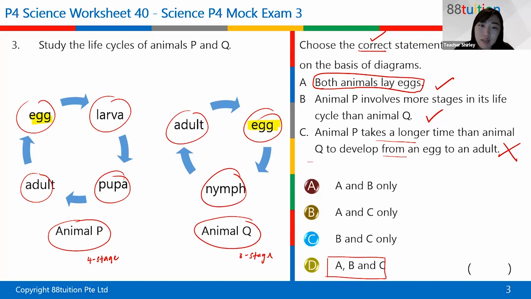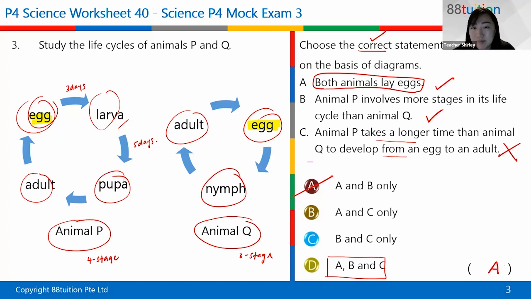Yes, because in the life cycle, they didn't really state how long each stage is. Some of them might take 3 days to hatch from an egg to a larva. Some of them might take 5 days to transform into pupa, undergoing metamorphosis, right? So it didn't really state how many days. So how do we know it takes longer? It might not take longer for it to turn from an egg to an adult. So in this case, the answer is actually A and B, option A.